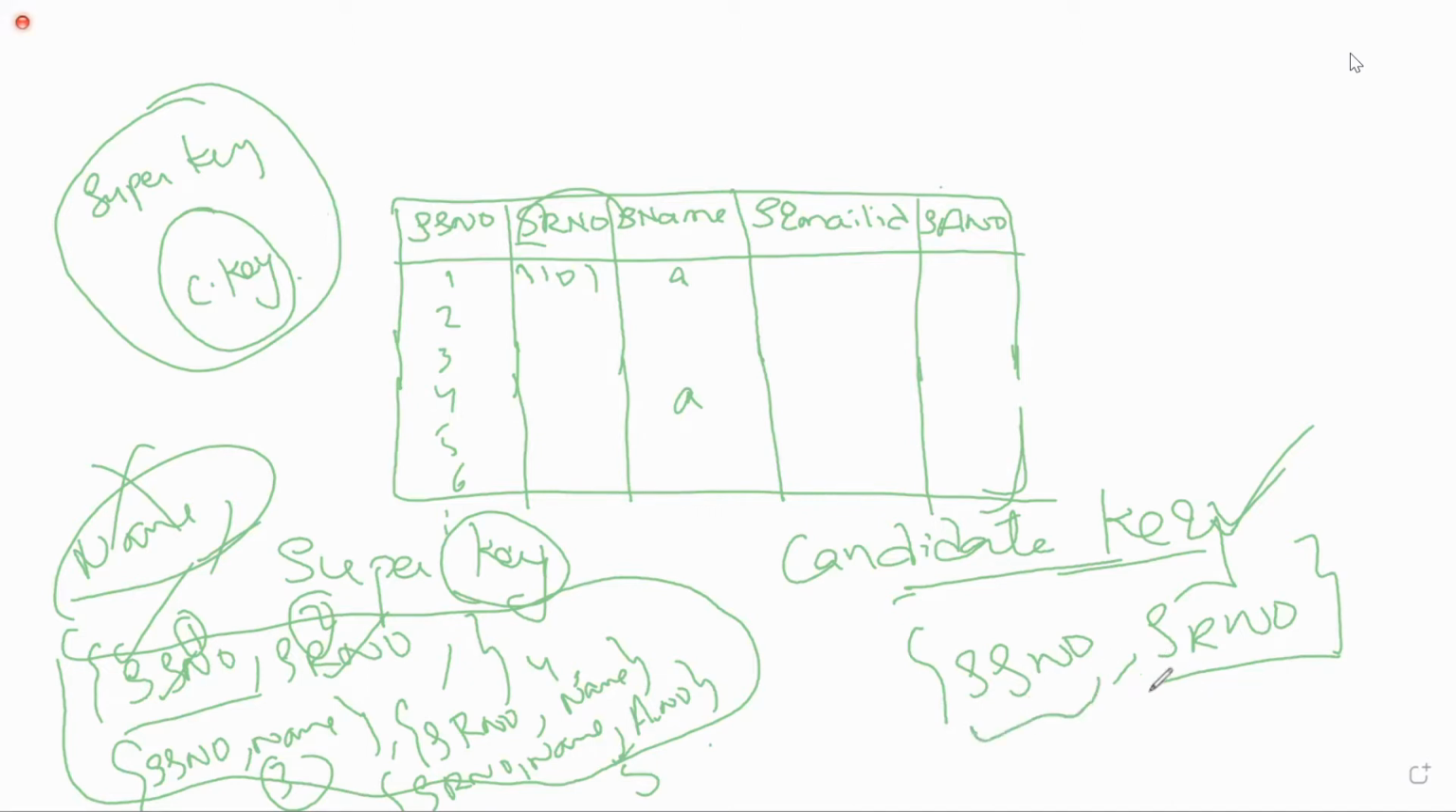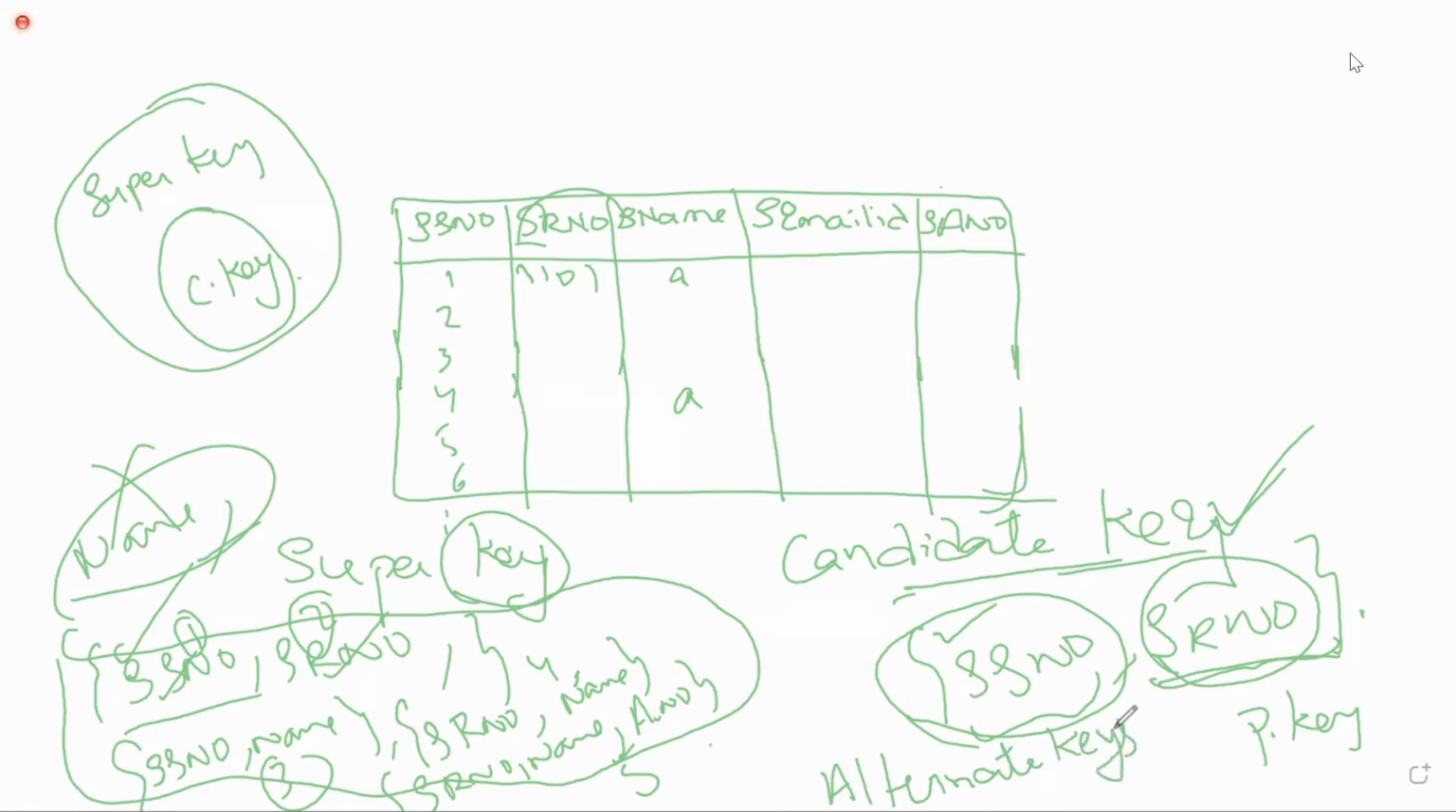And among these two, we will generally prefer student registered number as the primary key. Then what about this? How many key attributes are there in the candidate set? Among all those, we'll select only one as the primary key, and the rest of the candidate keys will be alternate keys.